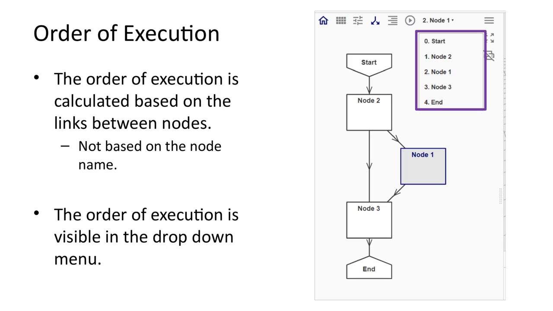The execution order of the nodes in the flowchart is calculated whenever you click Execute. The order depends on the links between the nodes. It is not related to the names of the nodes.